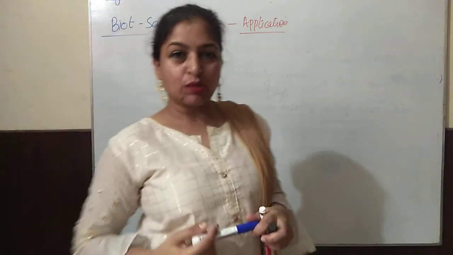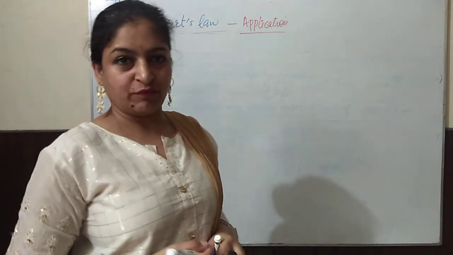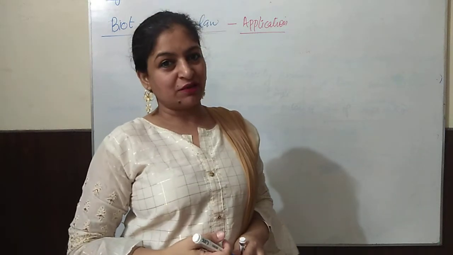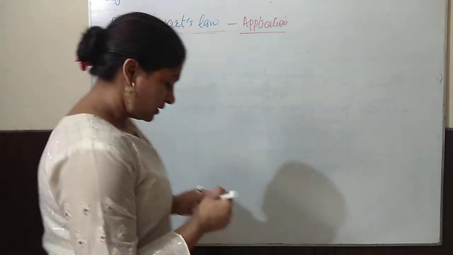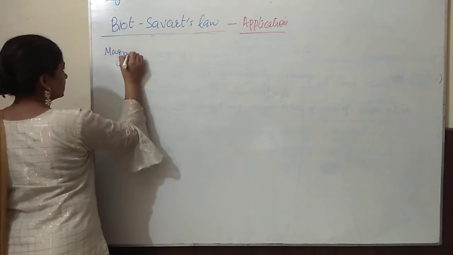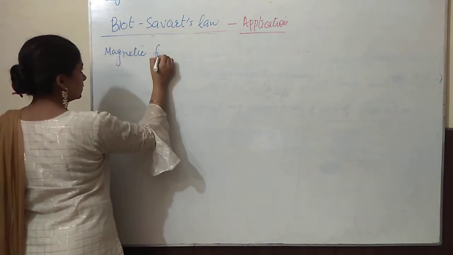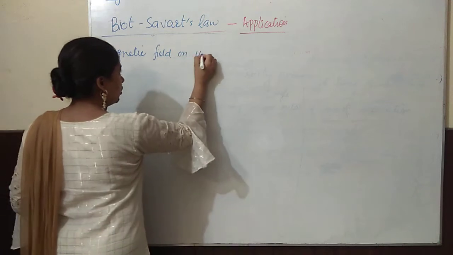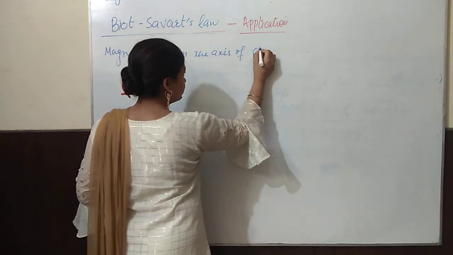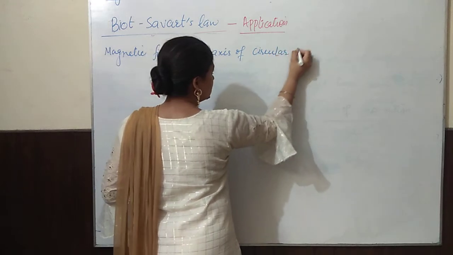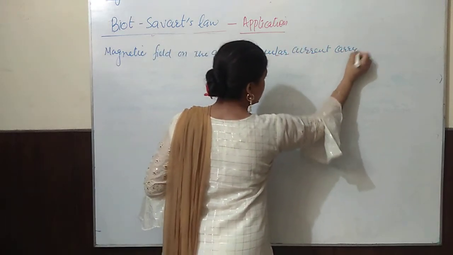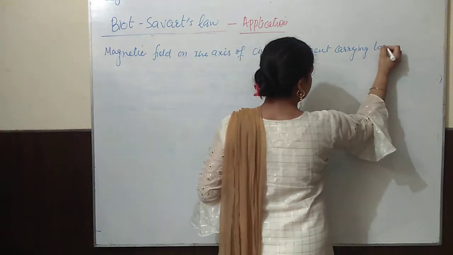Okay, dear students, now let's discuss the next application of Biot-Savart law, that is the magnetic field on the axis of a current carrying circular conductor. So let's find out the magnetic field on the axis of a circular current carrying loop.